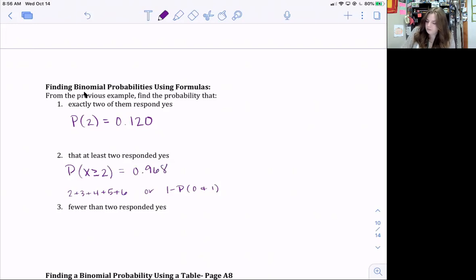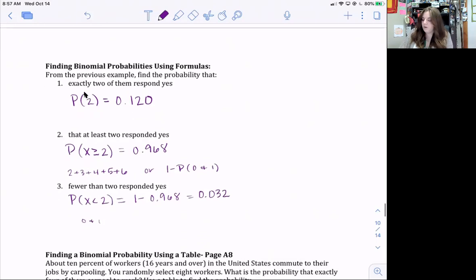All right, then the probability that fewer than 2 respond would be x is less than 2. Well, less than 2 would be 0 and 1. Well, that's the complement of our answer for example 2. So we can do 1 minus 0.968, which gives us 0.032.